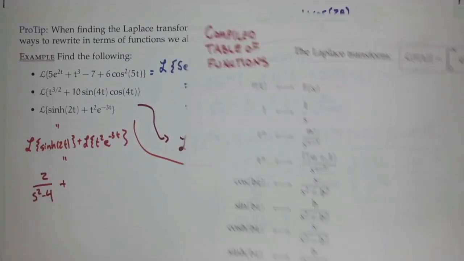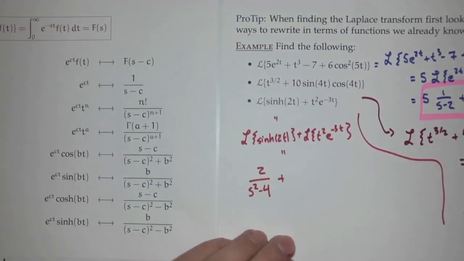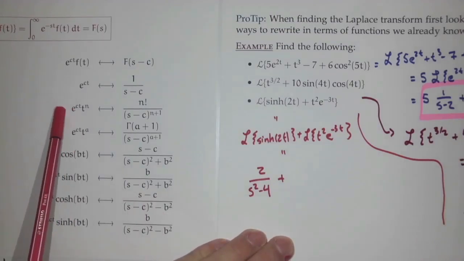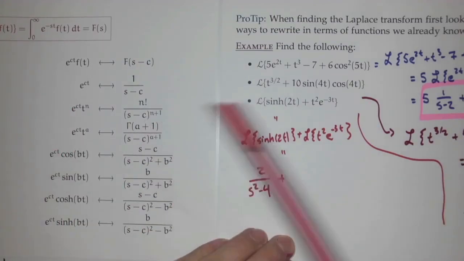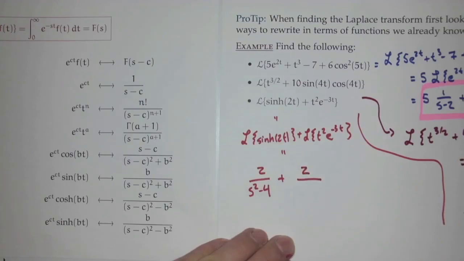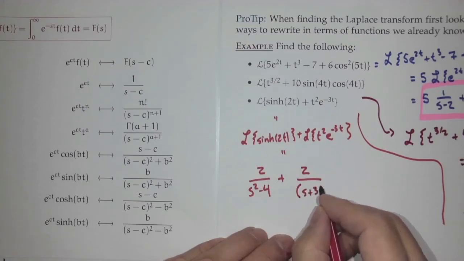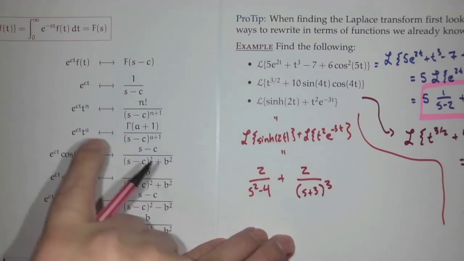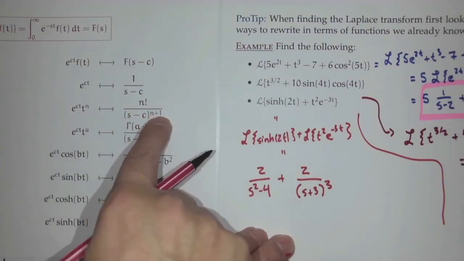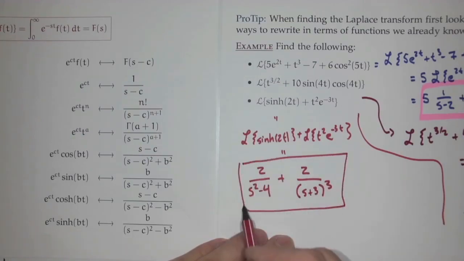Plus, now t squared e to the minus 3t, I'm going to move this over here. What will that be? So there's the rule. Yeah, so 2 factorial is 2 over s minus minus 3, which is s plus 3, good. To what power? To the 3. Because n equals 2, so 2 plus 1, 3. All right, and then we're happy with that.